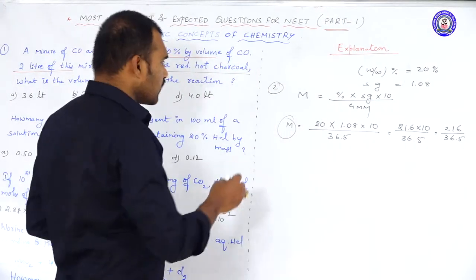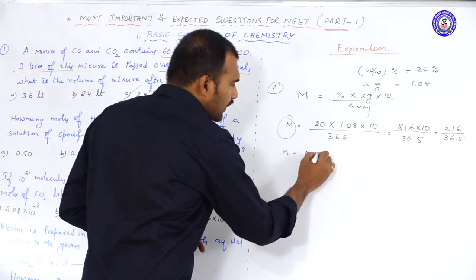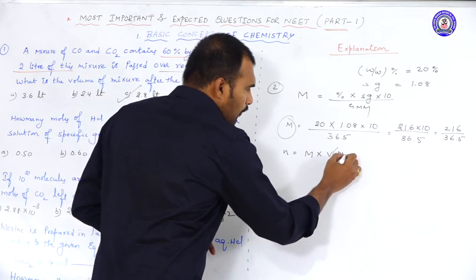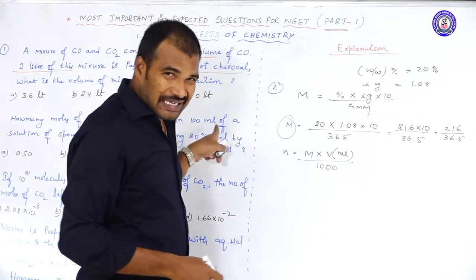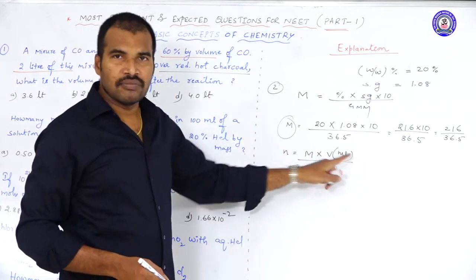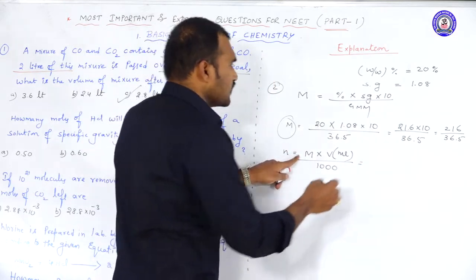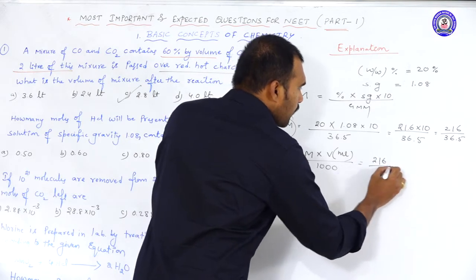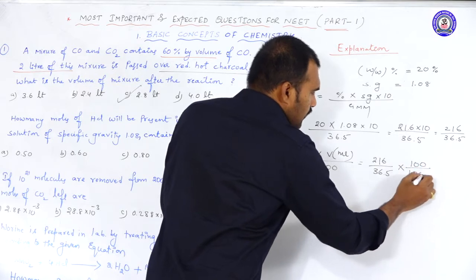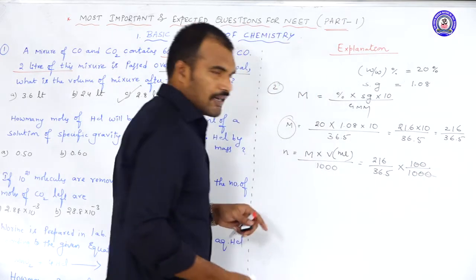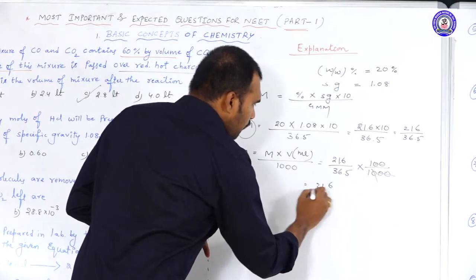Now we know the molarity. Now what is the formula for the number of moles? Number of moles is equal to given molarity into volume in milliliters by 1000. Why? Because the volume is given in milliliters, that is why I am taking the formula directly in milliliters. So now substitute the molarity here: 216 by 36.5 into 100 by 1000. The two zeros cancel, so it is 21.6 by 36.5.